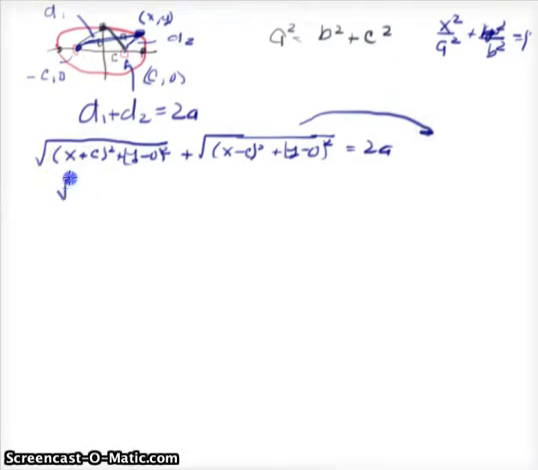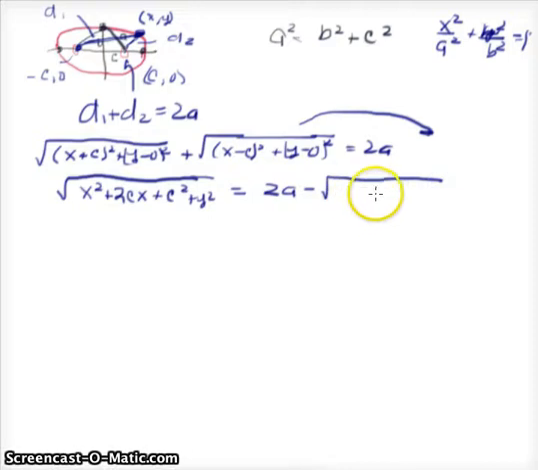So what am I going to do? I'm going to multiply this out inside. It's x squared plus 2cx plus c squared plus y squared. Okay, and we're going to move this over to the other side, which is 2a minus radical. And what's going to happen here? We're going to have, what would that be? x squared minus 2cx plus c squared plus y squared.